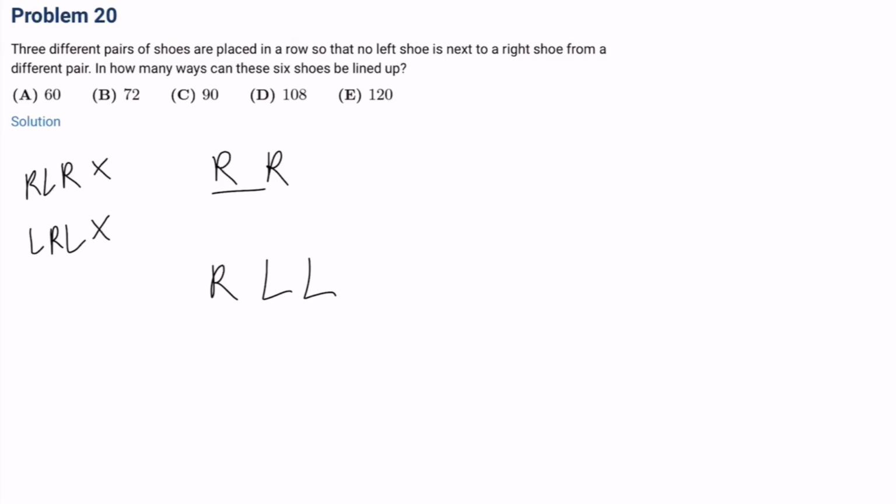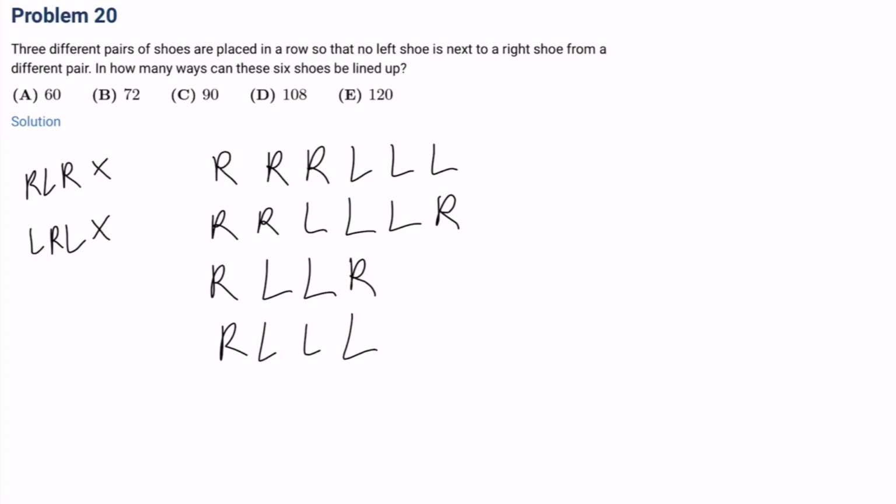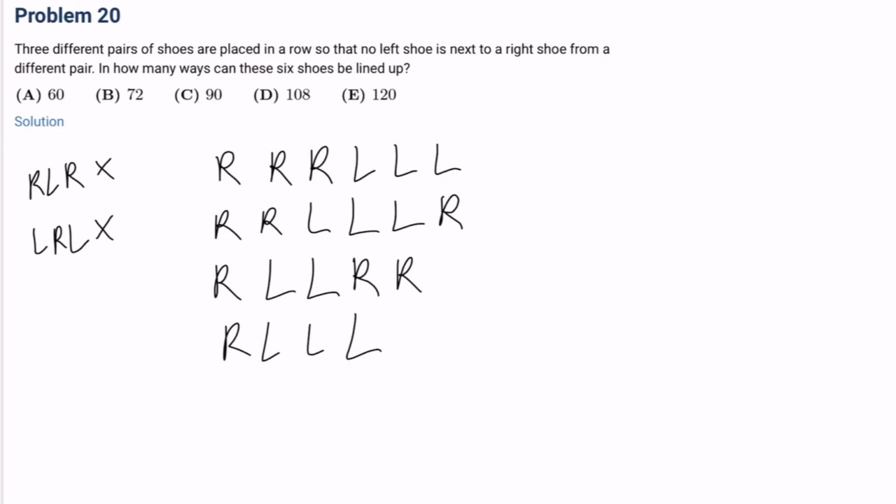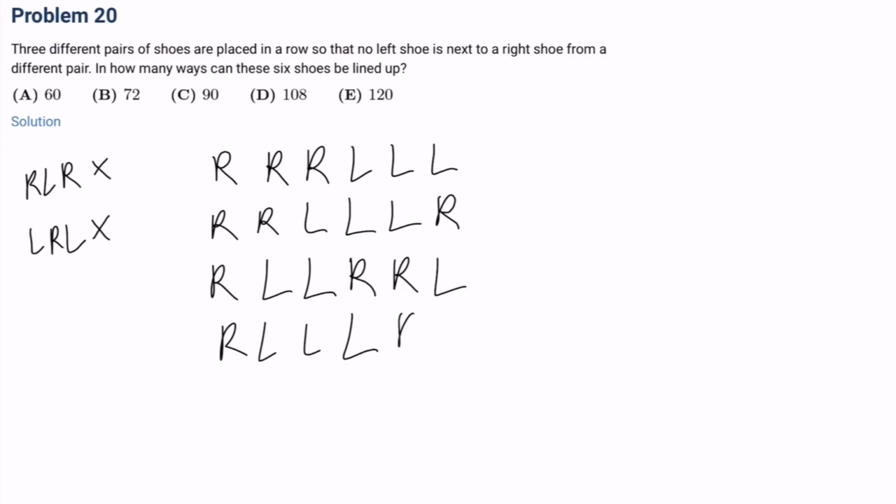If we go RR, we can do RRR or RRL. And since we already did 3 R's, we have no choice but to do LLL. Since we did RRL, we need to do RLL. We can't do RL, right? Because that's going to be LRL. But we can do LR, because that's possible. As for RLL, we can do RLLR or RLLL, right? And so this is going to give us R can do RL or RR, right? So these are the 4 possibilities.